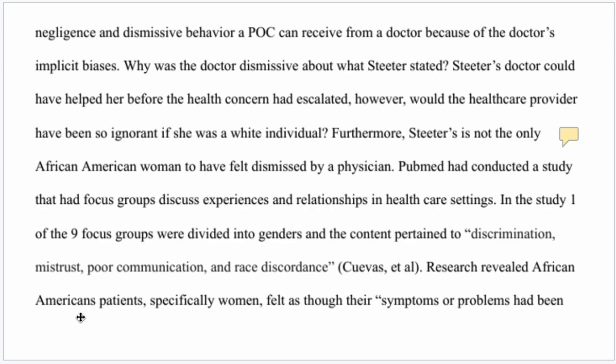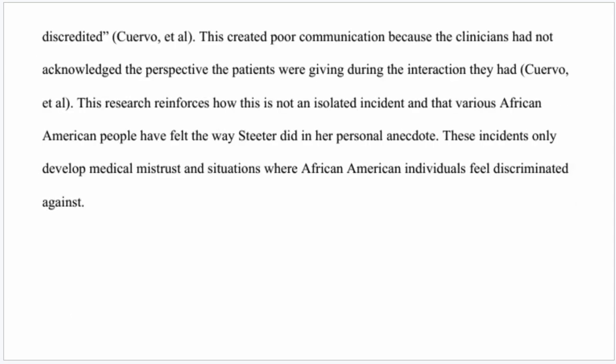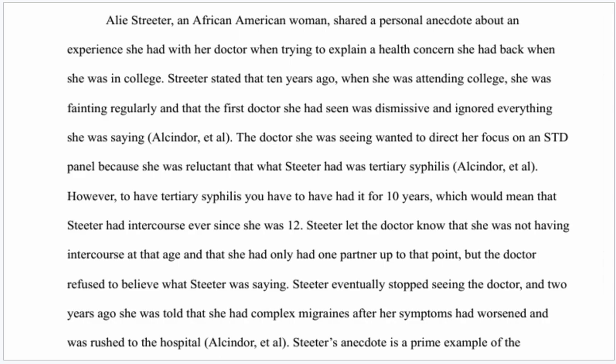Research revealed that African American patients, specifically women, felt as though their symptoms or problems had been discredited. This created poor communication because the clinicians had not acknowledged the perspective the patients were given during the interaction they had. This research reinforces how this is not an isolated incident and that various African American people have felt the way Streeter did in her personal anecdote. These incidents only develop mistrust and situations where African American individuals feel discriminated against. So how many specific examples do I have in this paragraph? The answer is clearly 2.